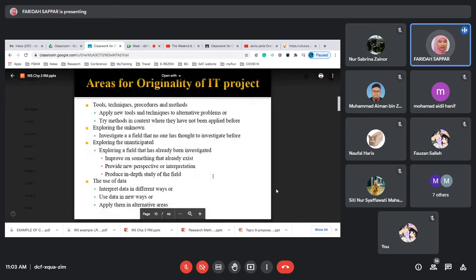Okay, area of the originality of the IT project. So basically we will look at what new thing you did in terms of tool, technique or procedure or method. So apply the new tools or technique. I think most of you use new tools or the technique. I think there is no technique. So you use the latest tools a lot, and you rarely use procedure or method of technique.